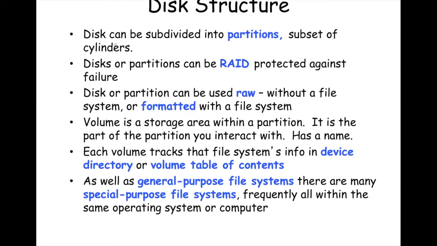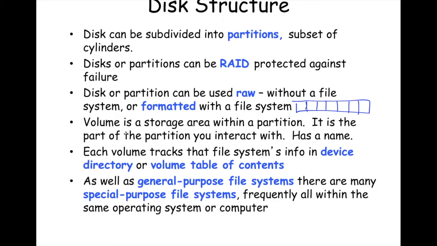And so a disk can be subdivided physically into partitions. And we said a partition is nothing more than a subset of the cylinders. And these disk partitions can be protected against failure by having redundant disks called redundant array of inexpensive disks, or RAID. And the disk or partition can be used in raw mode, meaning no file system. With no file system, it's just one contiguous array of bytes. Or it can be formatted with a file system. When it's formatted, that formatting corresponds to what I talked about with an array of standard size records associated with indices that you can use to identify those records.